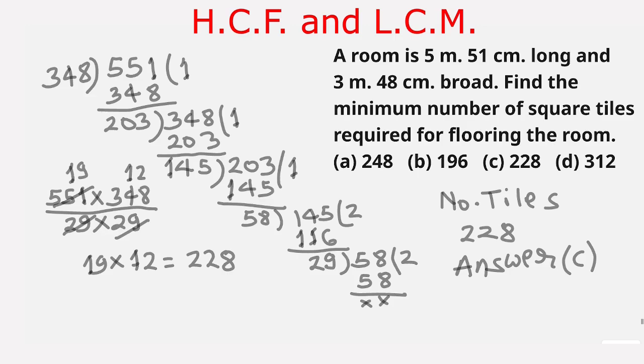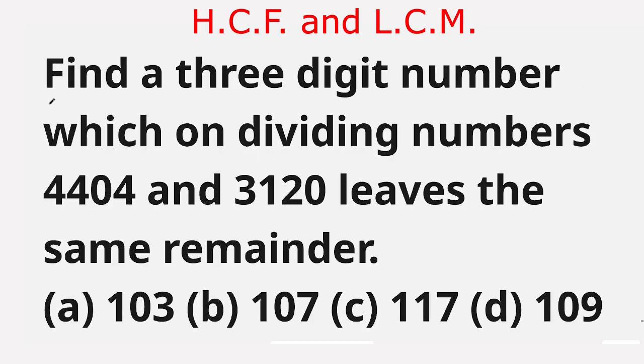We go to the next question. Our question is, find a 3-digit number which on dividing numbers 4,404 and 3,120 leaves the same remainder. The given options are option A 103, option B 107, option C 117, option D 109.